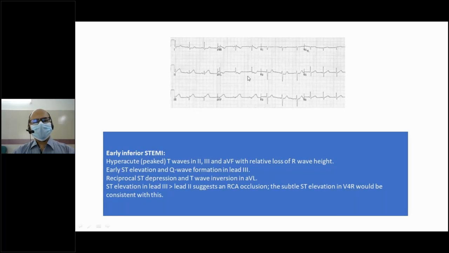Sometimes lead 1 may show reciprocal change, and ST elevation in 3 is more than in 2. This suggests RCA occlusion. So this is not for you, but remember that ST elevation in 3 more than 2 goes in favor of RCA occlusion, and 2 higher than 3 goes in favor of left circumflex occlusion. So this is inferior myocardial infarction. Mind it, all these findings are present in this disease.